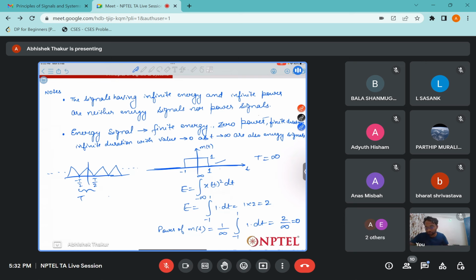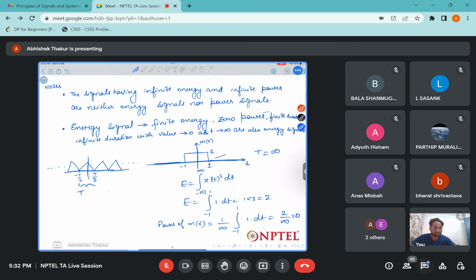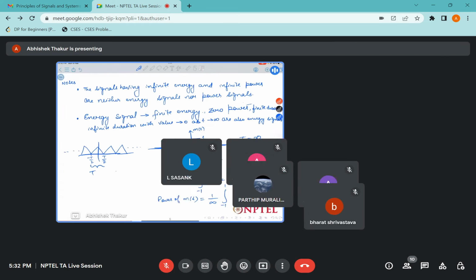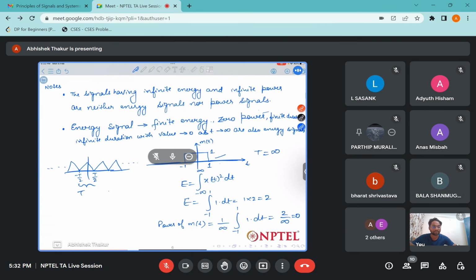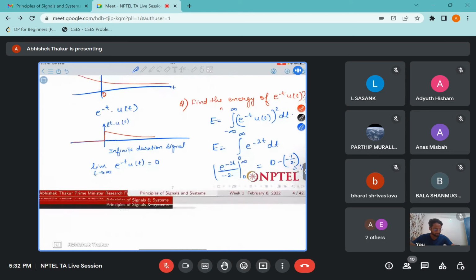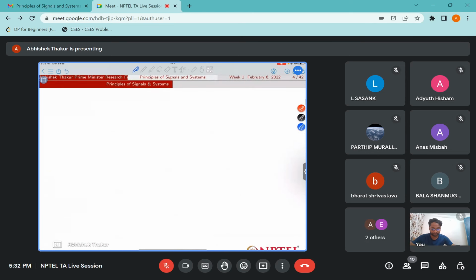Okay, so this was about energy signal. Now take a note about power signal. Let me check the chat box. Yeah, many of you answered half joule. Correct. It's good that you guys are also solving yourself. It will generate your problem solving skills. It will help you in all the competitive exams as well.